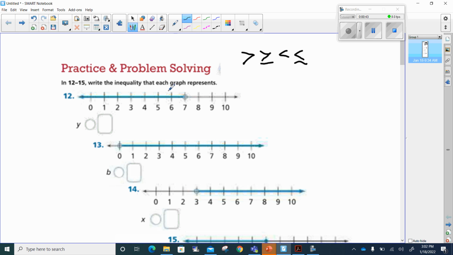Since all the numbers are pointed to the left, which are my negative numbers, that means these are my numbers less than 7. The minute I see that it's a circle and not a dot, that means it doesn't include the equal sign, so it must be my less than. And since it's on 7, y is less than 7.